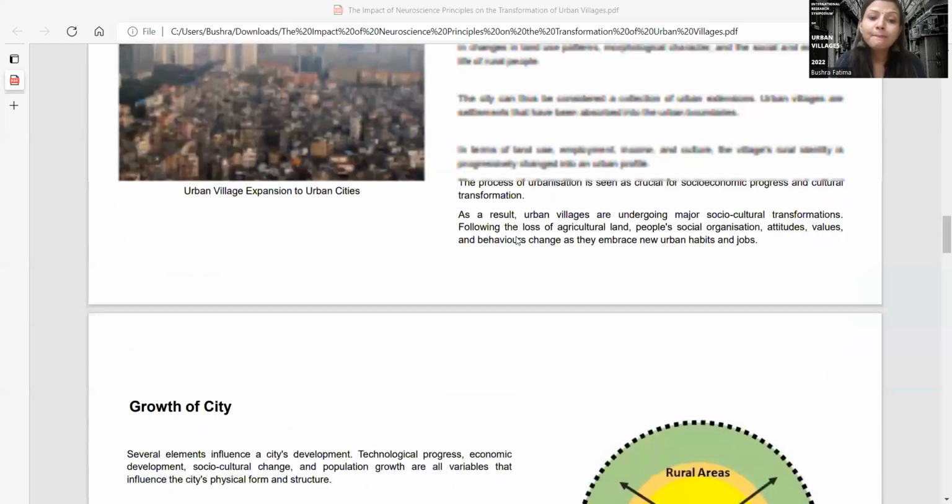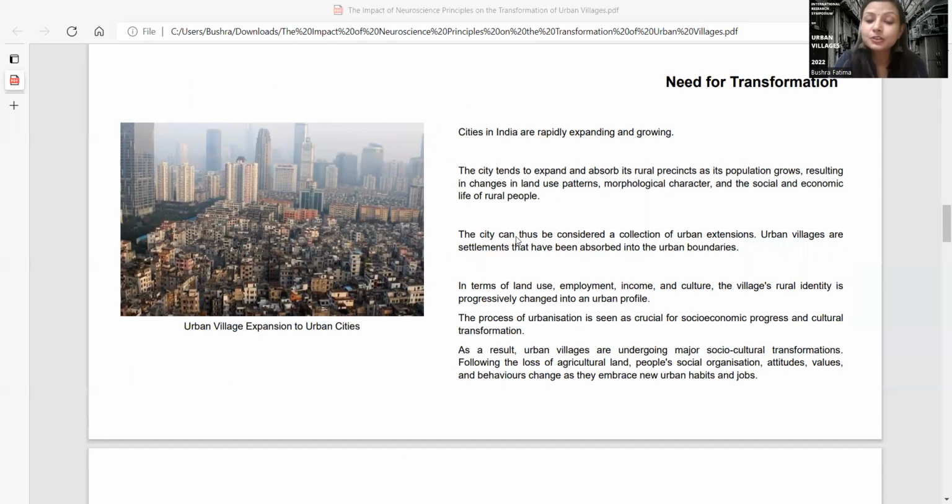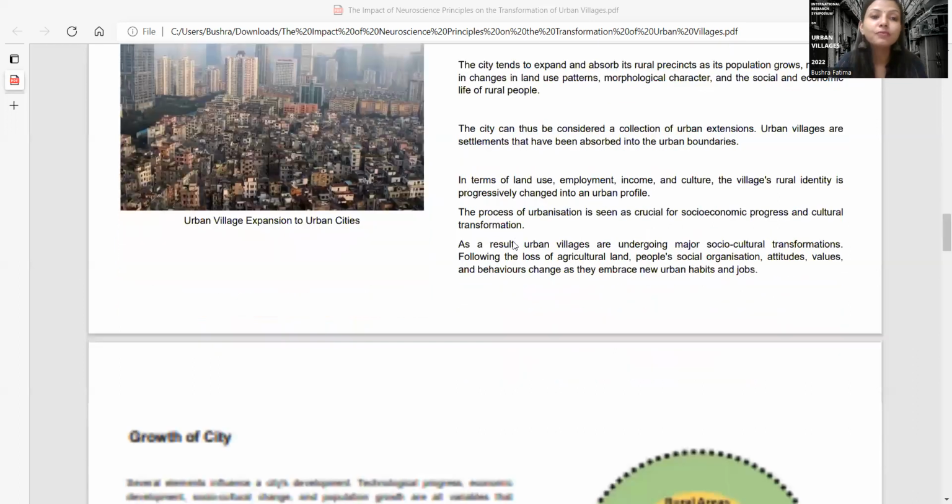Cities of India are rapidly expanding and growing. The city tends to expand and absorb its rural precincts as its population grows, resulting in changes in land use patterns, morphological character, and the social and economic life of rural people. The city can thus be considered a collection of urban extensions. Urban villages are settlements that have been absorbed into the urban boundaries in terms of land use, employment, income, and culture. The village's rural identity is progressively changed into an urban profile. The process of urbanization is seen as crucial for socio-economic process and cultural transformation. As a result, urban villages are undergoing major socio-cultural transformation. Following the loss of agricultural land, social organization, attitudes, values, and behaviors change as they embrace new urban habits and jobs.